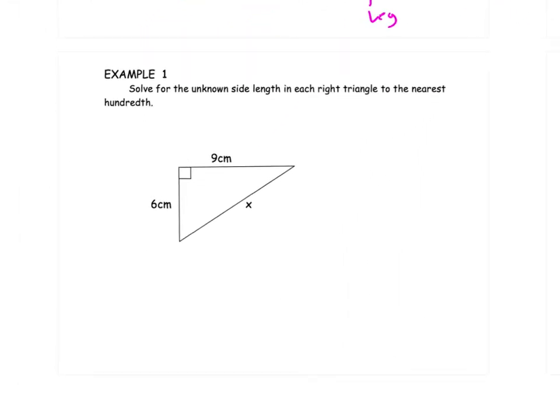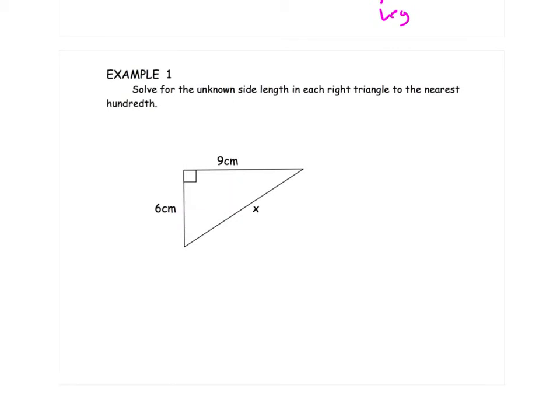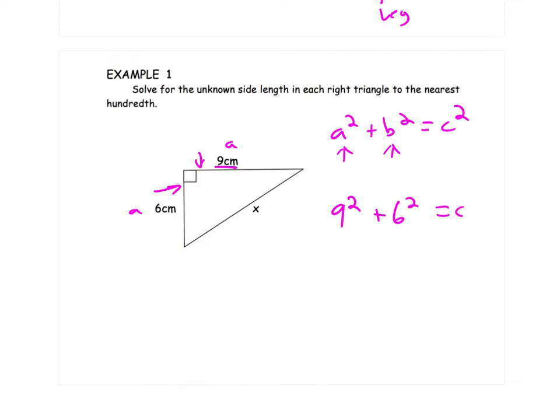So let's practice here. This will be a good one to have your calculator with. So let's take a look at this first one here. It says solve for the unknown side length in the right triangle to the nearest hundredth. So remember, our formula is just a squared plus b squared is equal to c squared. So I've got one leg because it's adjacent to the right angle, and I've got a second leg because it's adjacent to the right angle. So it doesn't matter which one I call a, but I just need both my legs to go in for these two numbers here. So I'm going to say 9 squared plus 6 squared should be equal to c squared.